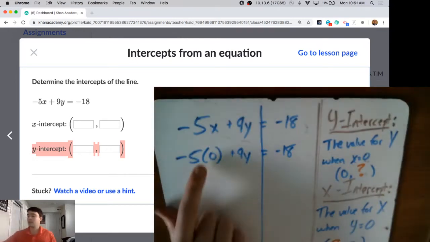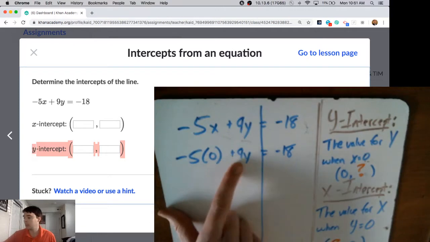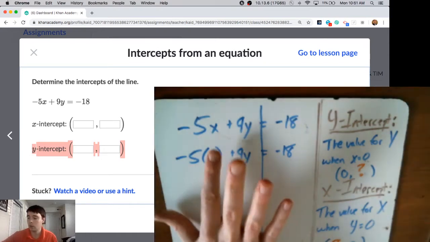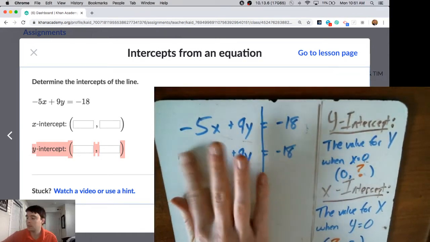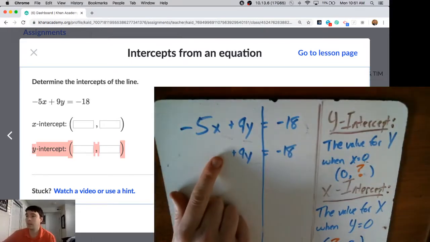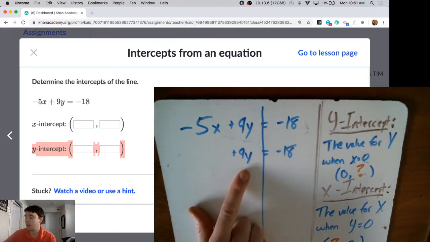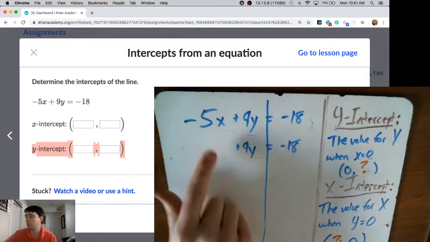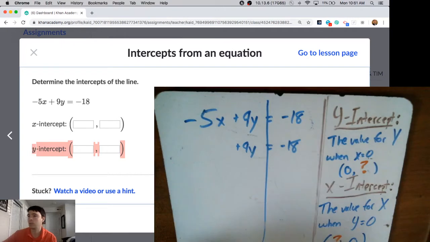The equation becomes negative 5 times 0 plus 9y equals negative 18. And the nice thing about finding intercepts is whenever we multiply by 0, those things wipe out entirely. So negative 5 times 0 gives us nothing and wipes out. So this equation, to find the y-intercept, the whole x term gets eliminated when I make x 0, so it really just becomes 9y equals negative 18.